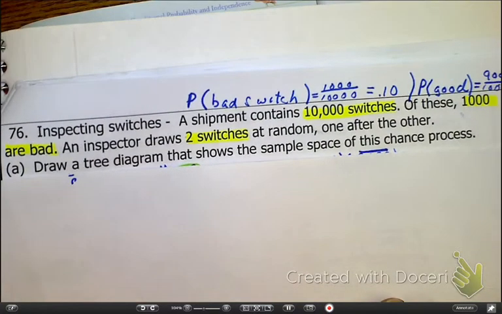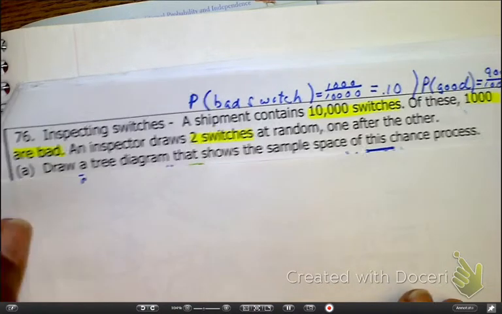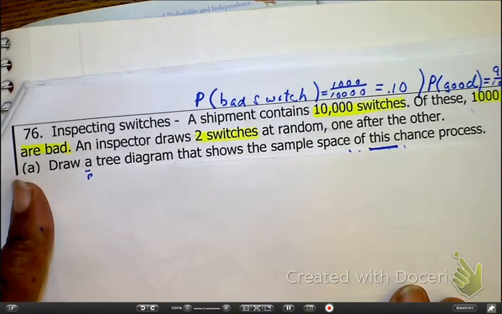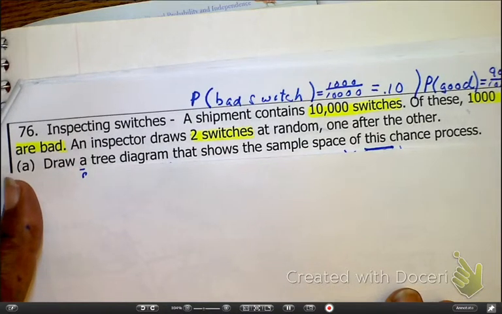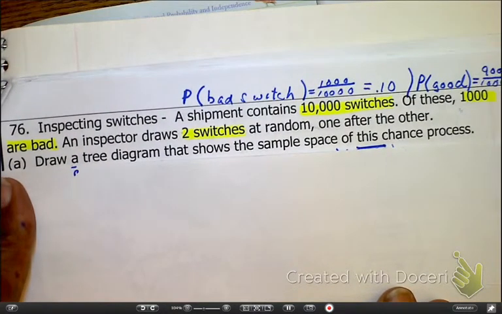Okay, our second example of a tree diagram. Here is problem number 76, in which we have 10,000 switches, and the probability of getting a bad switch is 1,000, so 10%. We want to find out what is the probability of getting 2 bad switches.